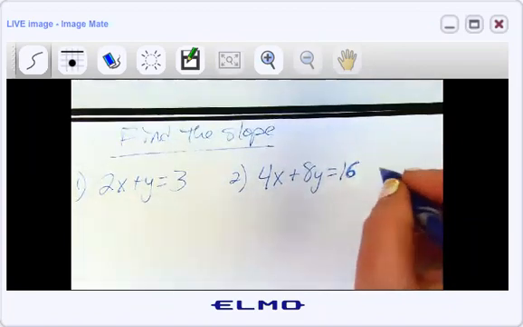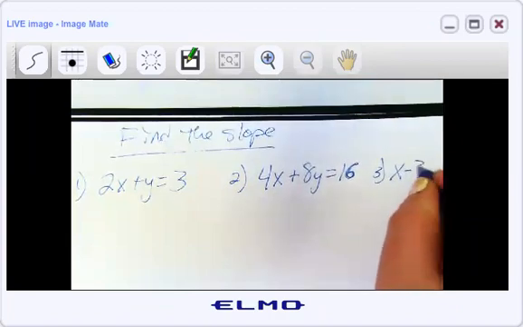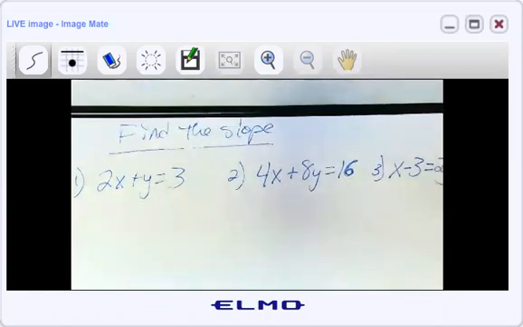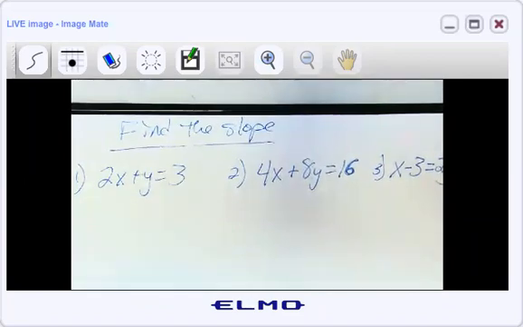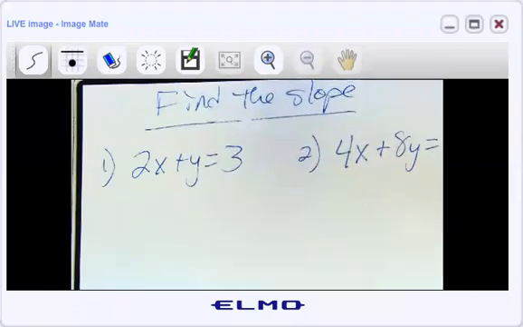And let's do one more that's x minus 3 equals 2y, something like that, whatever. Okay, so let's just do each one of these together. So let's just focus on number 1 right now.